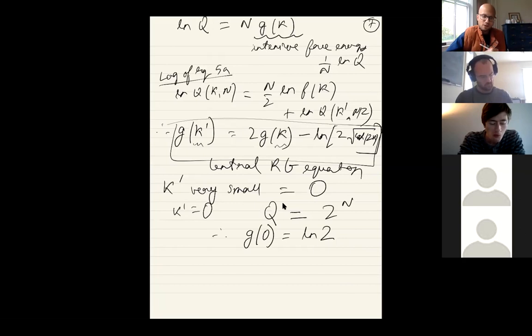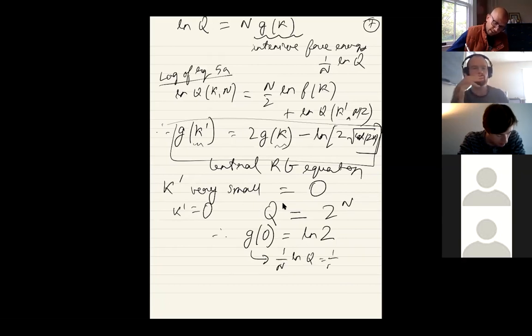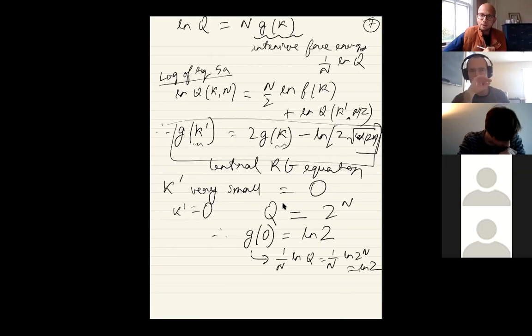The free energy, how did I get this? G of 0 is 1 by n log Q, which is 1 by n log 2 to the power n, which is equal to log 2, right? So we know what happens to the system when there is no interaction energy at all. The partition function is trivial. This is where renormalization group theory starts in practice.